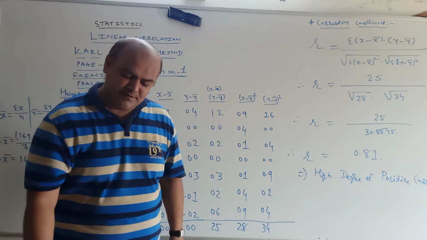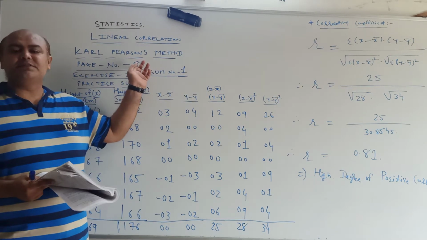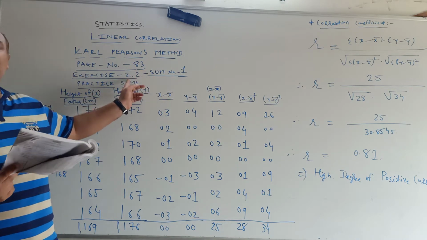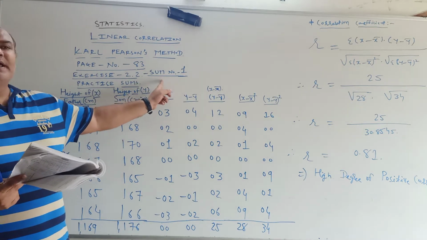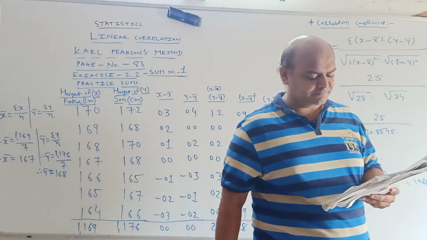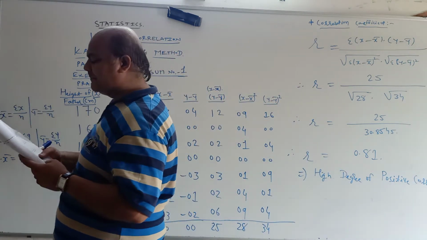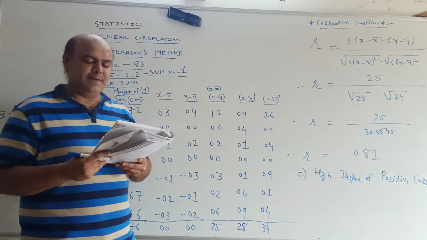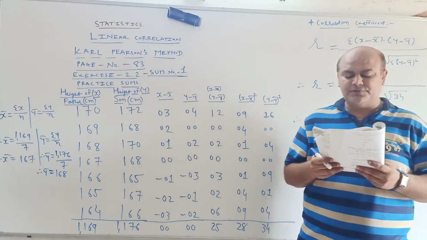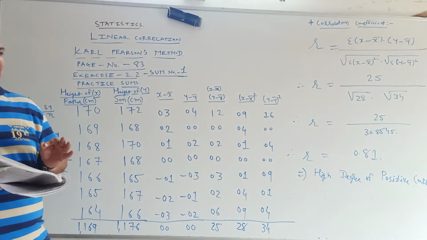Today open your textbook, students, page number 83. Page number 83, sum number 1, exercise 2.2. Today we take sum number 1 of exercise 2.2, page number 83. Here is the sum: from the following information obtained from a sample of 7 families of a society regarding height of father in centimeters and height of his adult son in centimeters, calculate the correlation coefficient.